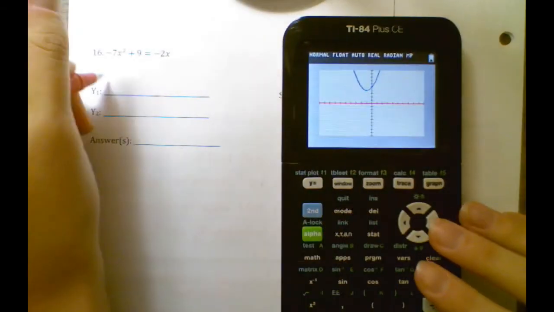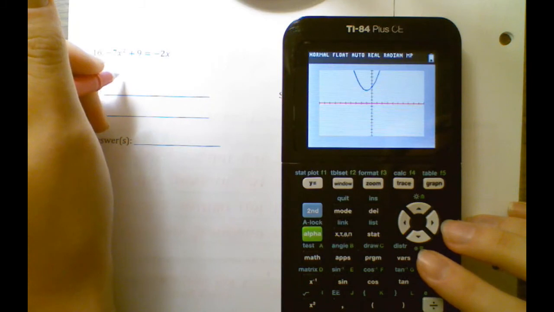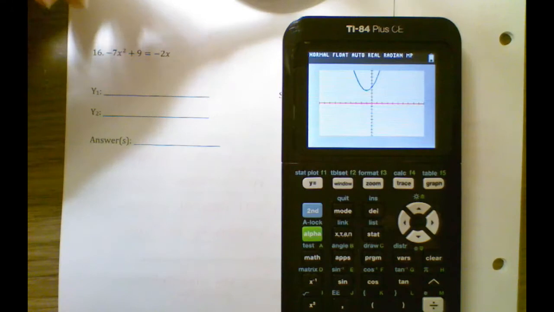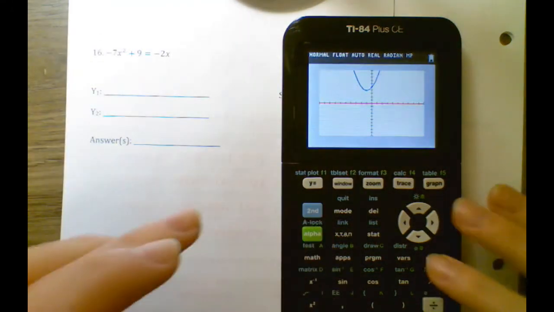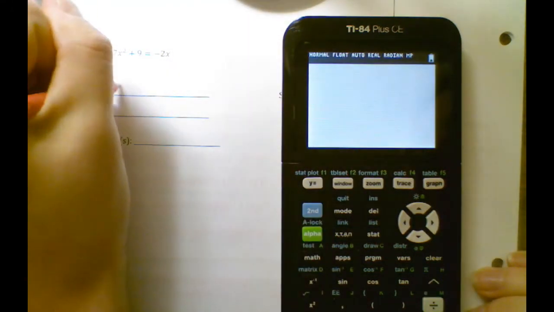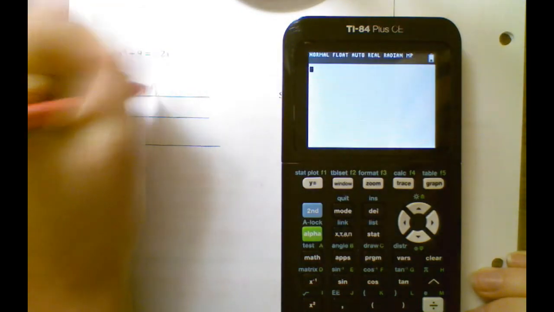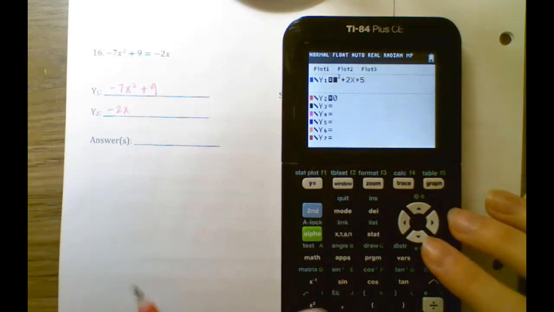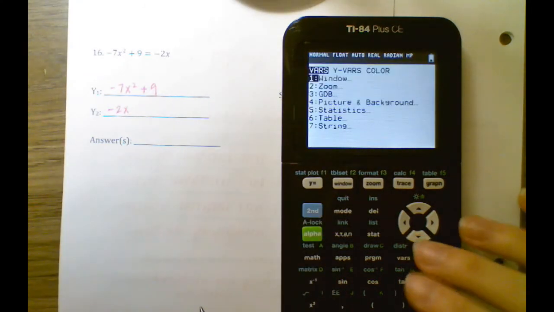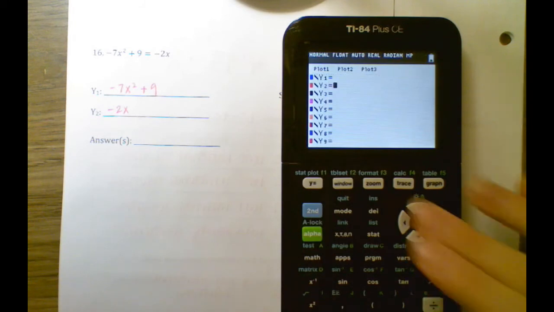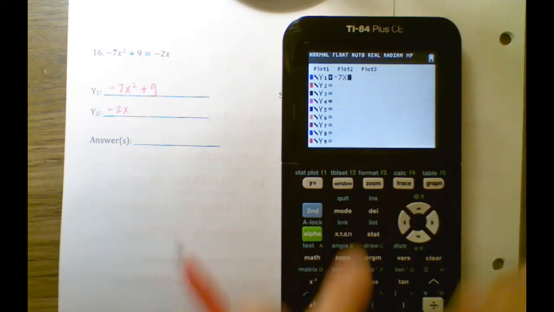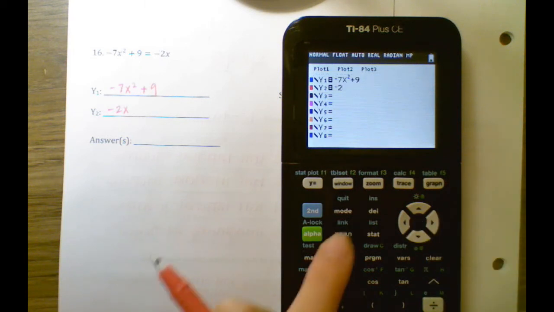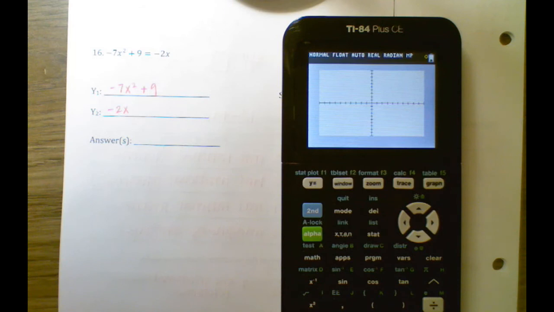All right, number 16. Oh, I forgot to mention on number 15, we can't find where the graphs intersect because the graph doesn't intersect. All right, number 16. y1 would be negative 7x squared plus 9, and y2 would be negative 2x. So, let's clear this out. So, negative 7x squared plus 9 and negative 2x.